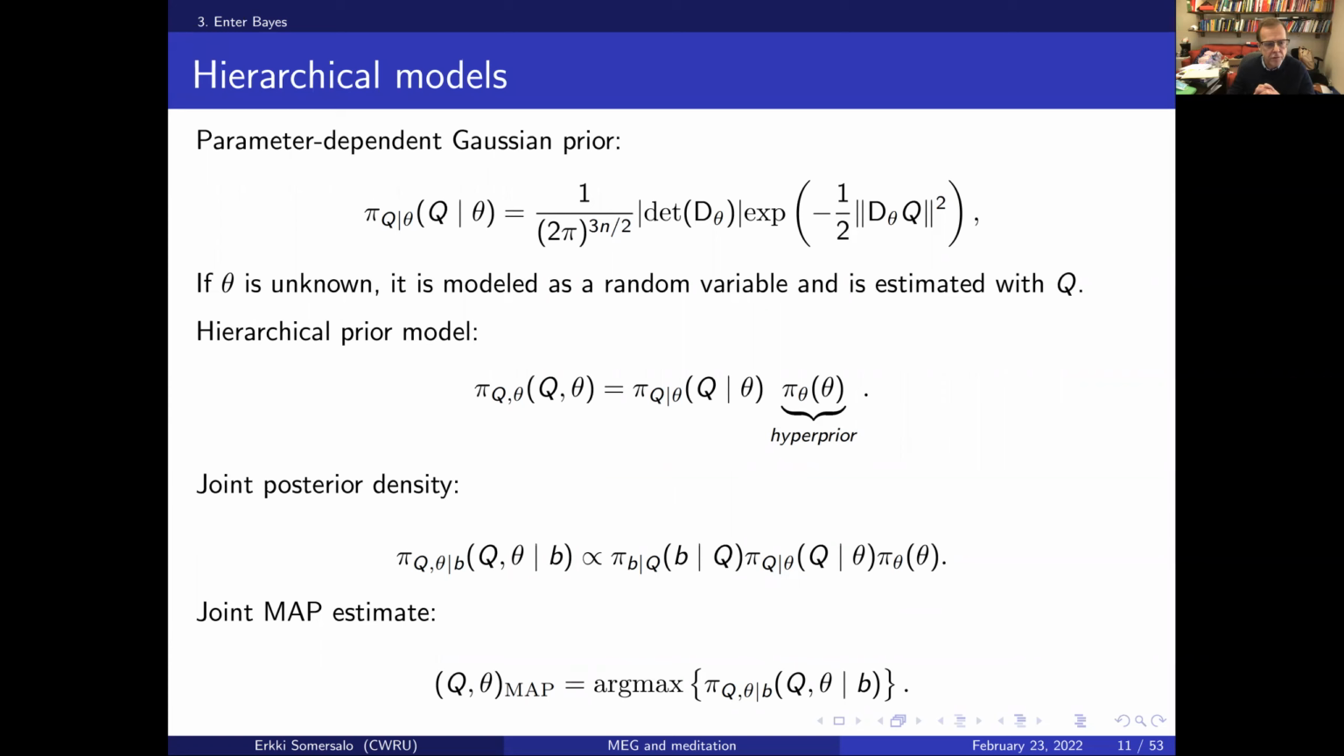And so then if you have this situation, we want to estimate both Q and theta from the data. Therefore we write the posterior distribution, not only for Q, but also for theta. So we write the posterior probability density for Q and theta to be the likelihood times the conditional distribution of Q given theta times the hyperprior of theta. And it would be lovely to do uncertainty quantification here, but in order to at least get some sort of results, we are restricting ourselves to get only the maximum a posteriori estimate, which is the maximizer of the posterior distribution.